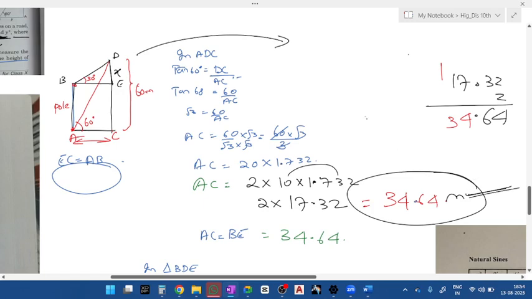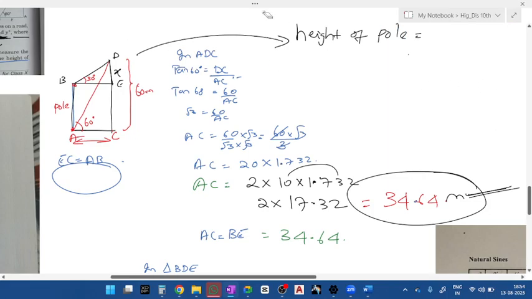They didn't give the exact calculation. Now tell me the height of pole, students. How will you calculate the height of pole? Which statement do I have to write? Height of pole is equal to DC minus DE. What is DC? 60 minus 20. The answer is 40 meters.